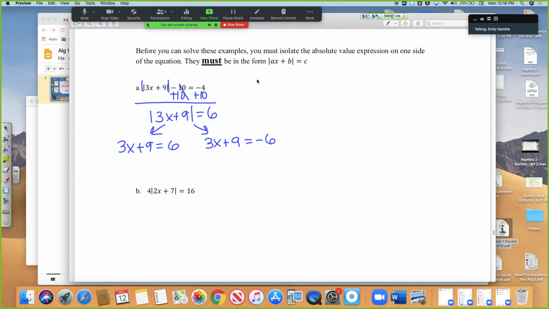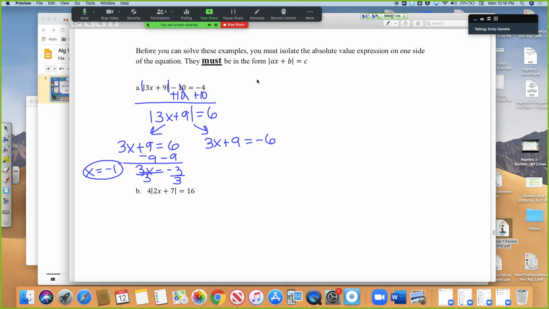To solve this, I'm going to do the same 2 steps. The first thing I'm going to do is subtract 9 from both sides. I get 3x is equal to negative 3 on this side. I divide by 3. And I get x equals negative 1 for one of my solutions.